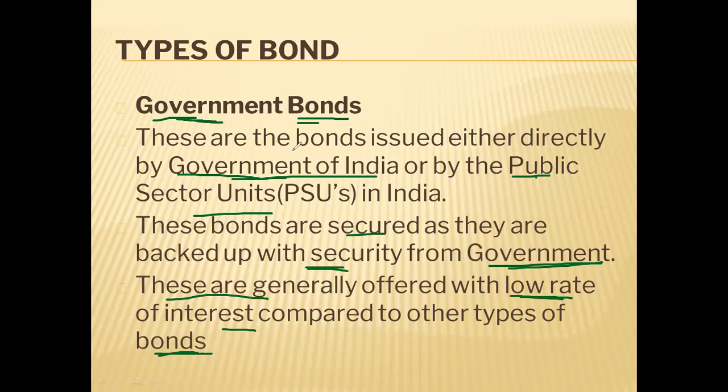So simply, what do government bonds mean? Those bonds which are issued by the government, or by government companies, public sector units or central public sector companies. If any bond is issued by such companies, then it will be a government bond, and these are always backed by government security. They are very less risky and the rate of interest will be low. So this is government bonds.